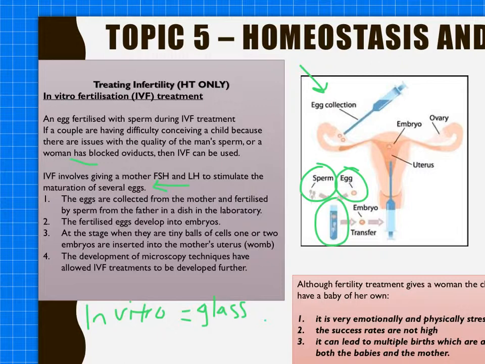The fertilized eggs develop into embryos, and then the scientists, the laboratory technicians, can look at the healthiest embryos, and then when they're a tiny ball of cells, they insert usually more than one embryo, because not all of them will be taken up, and they're placed into the uterus and implanted into the side of the uterus.